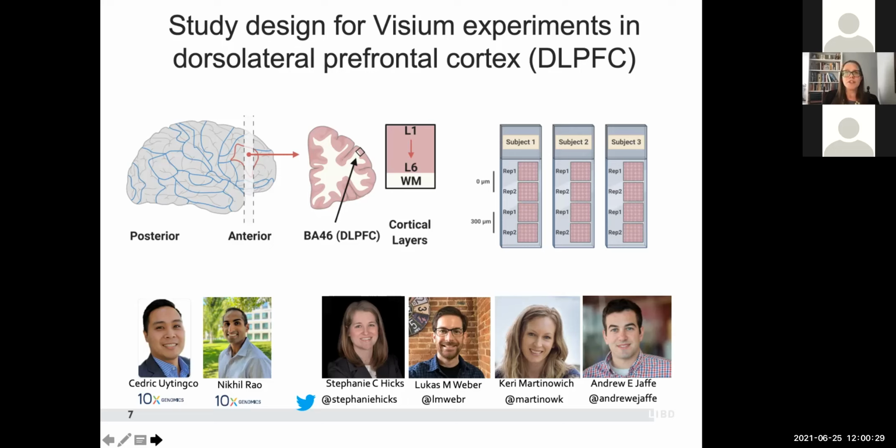We acquired the tissue sections in the plane perpendicular to the pial surface that extended to the gray-white matter junction, and we included the 6 cortical layers as well as some white matter. And we sequenced each sample to a median depth of about 300 million reads, which corresponded to a mean of about 3,500 unique molecular indices and about 1,700 genes per spot.